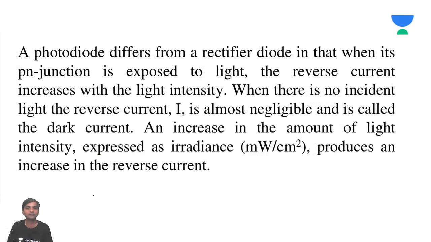The photodiode differs from the rectifier diode in that when the PN junction is exposed to light, the reverse current increases with the light intensity. When there is no incident light, the reverse current, I alpha, is almost negligible and is called dark current. An increase in the amount of light intensity, expressed as irradiance, produces an increase in the reverse current.